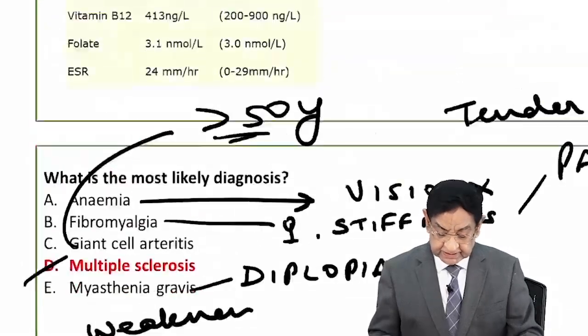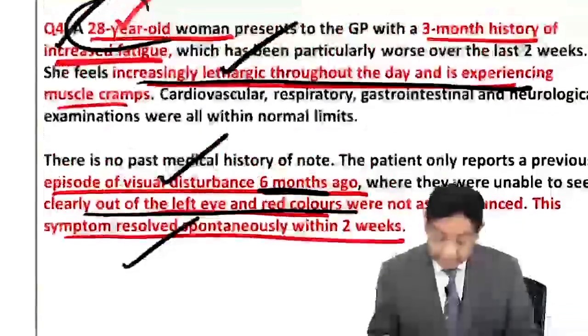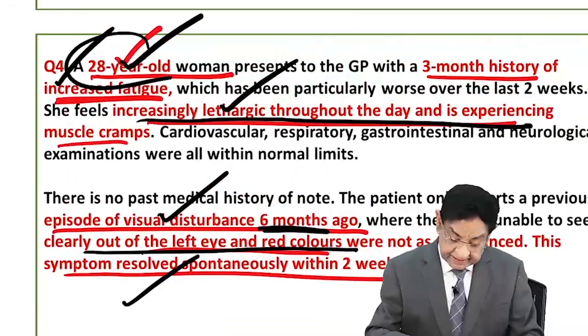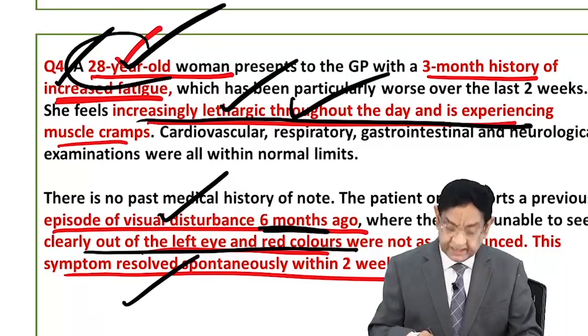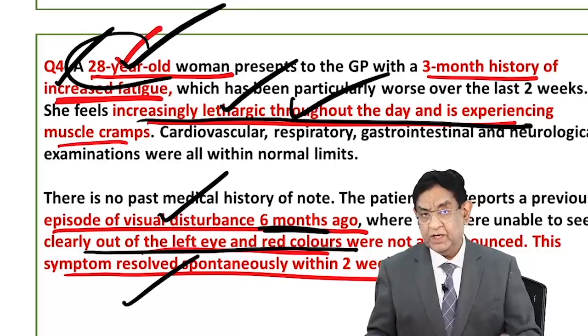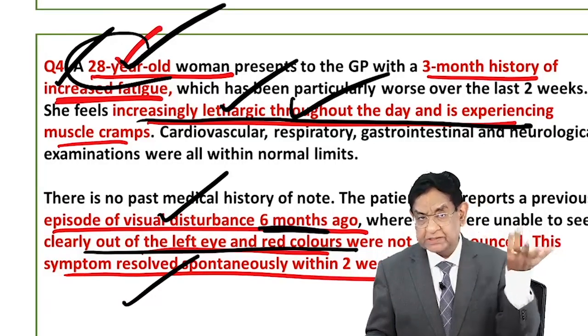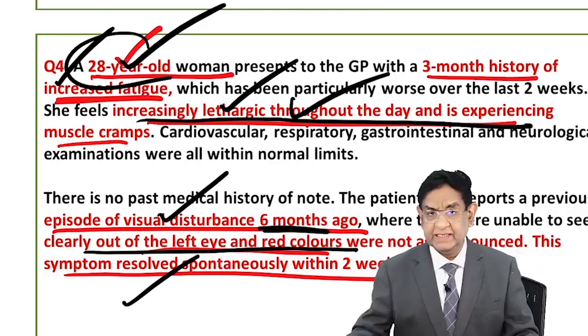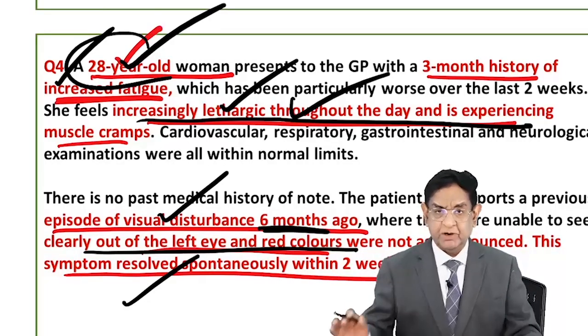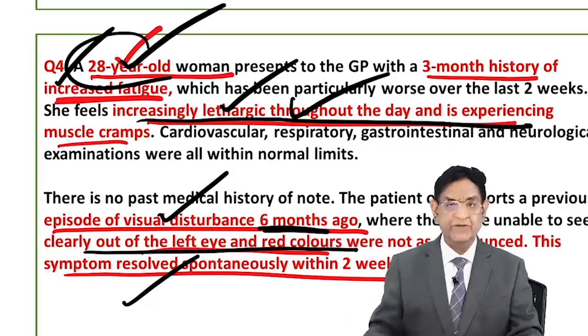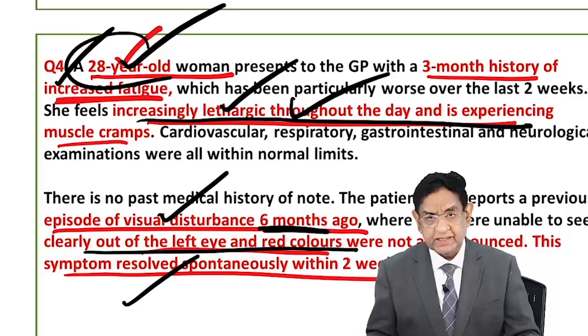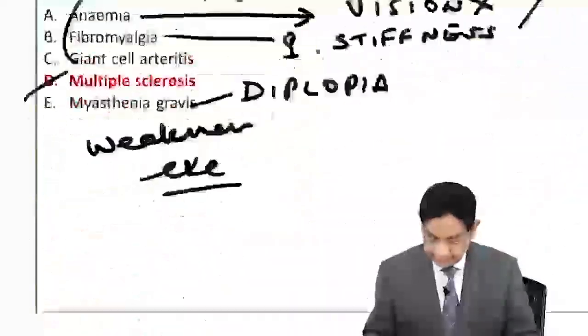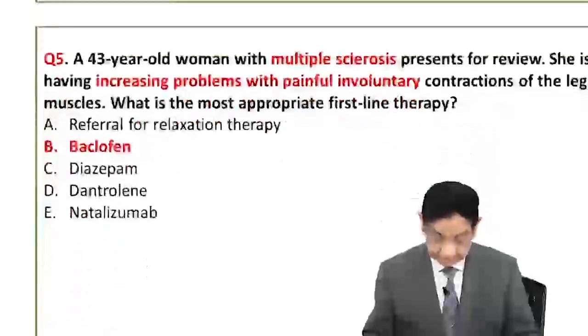Multiple sclerosis is a feature and supported by the fact that she is a lady, with increasing fatigue, and she had a vision problem. Although there is no past history or recent definite CNS problem, still it goes in favor of it. We ruled out the others, so we are going more in favor of multiple sclerosis. Okay.